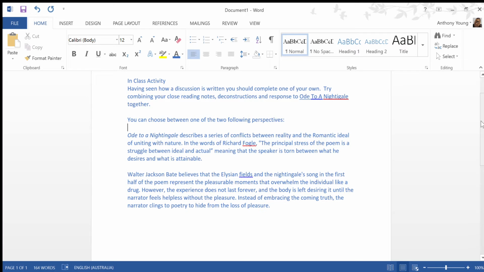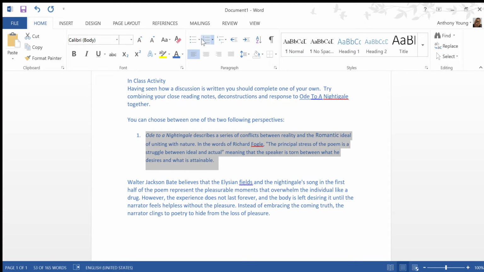So what I have here is one perspective, and we'll just deal with this one first. This perspective is a fairly simple one, so it just reads, and unlike the Star Wars one, this is a real one. It's come off the internet. Ode to a Nightingale describes a series of conflicts between reality and the romantic ideal of uniting with nature. That's really just telling you what you need to know.